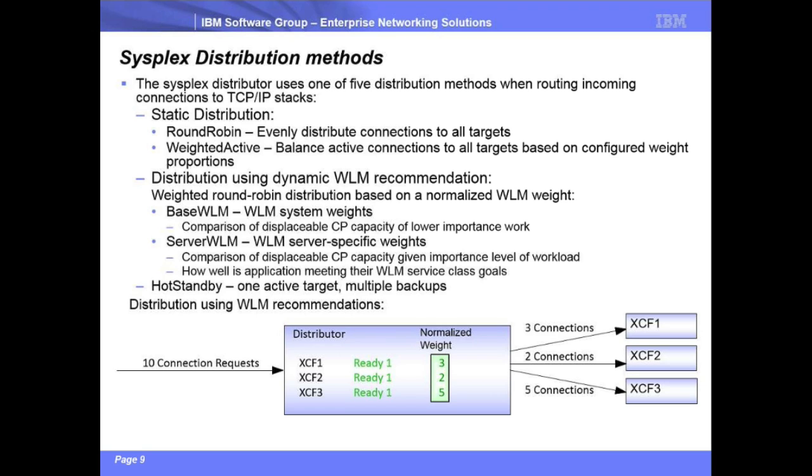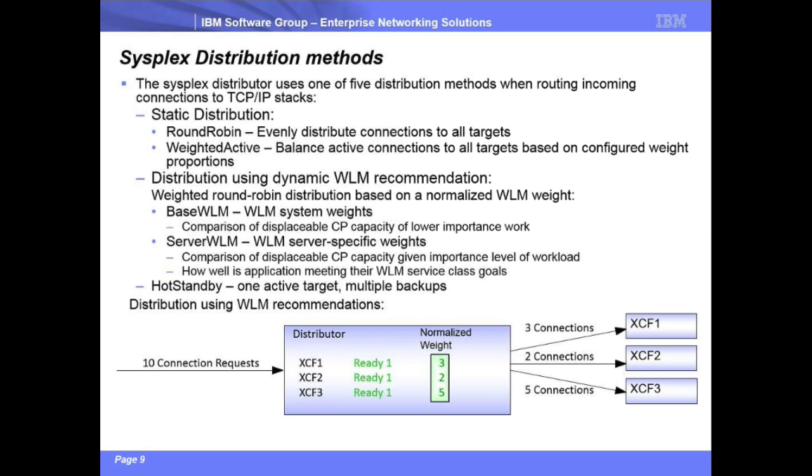The other type of distribution uses dynamic WLM recommendations. So this uses a weighted round robin distribution based on a normalized WLM weight. Base WLM uses distribution based on received WLM system weights, and this is just simply based on a comparison of the displaceable capacity of lower importance work on each stack.